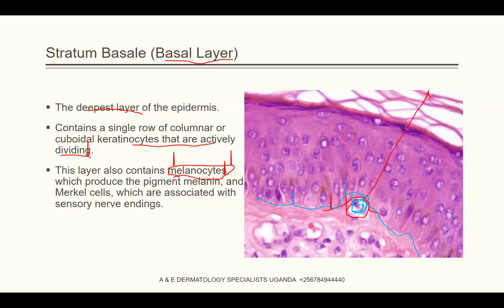And the other type of cell that we usually find at this level, we call the Merkel cells, though these are very hard to see on H&E. So in my picture, you will not find them. They need special stains for you to see them.